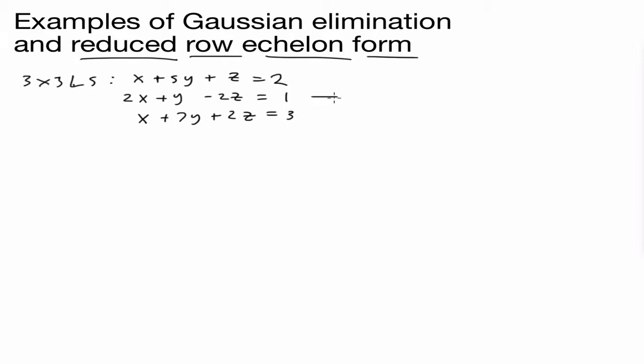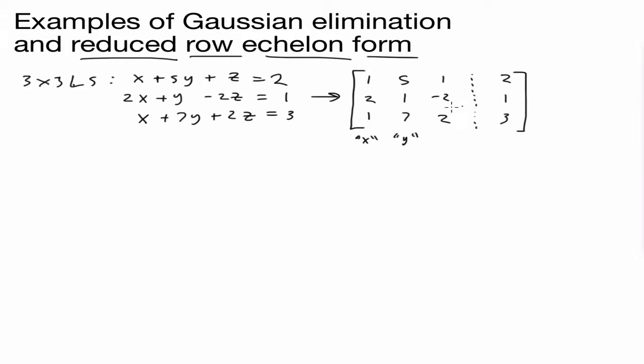All right, so the first thing we always do is transform this into matrix form. So we're going to have 1, 2, 1. That's the first column, all the x's. This will be the x column. And then we have a 5, 1, 7. That's the y column. And then finally we have a 1, negative 2, 2. And then if you want, some people put a little dotted line to represent the right-hand side, which is now 2, 1, 3. Okay, we're going to use Gaussian elimination.